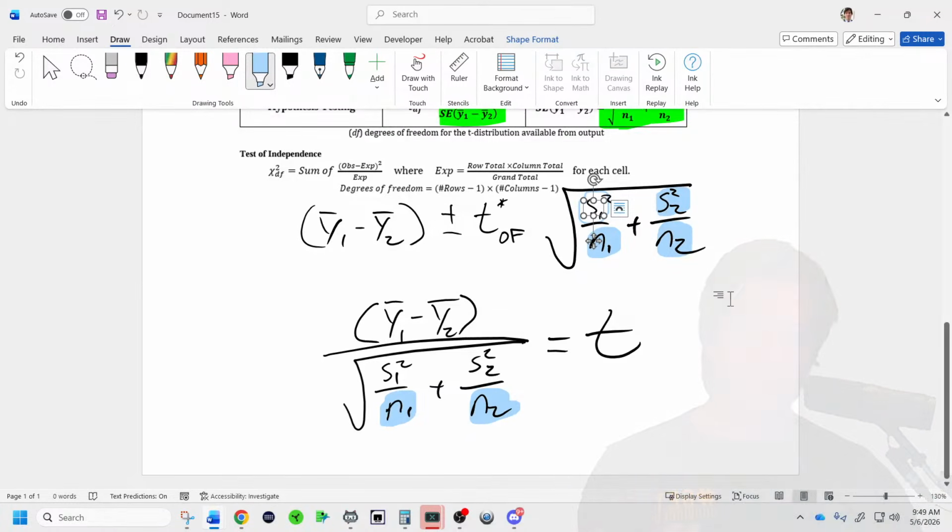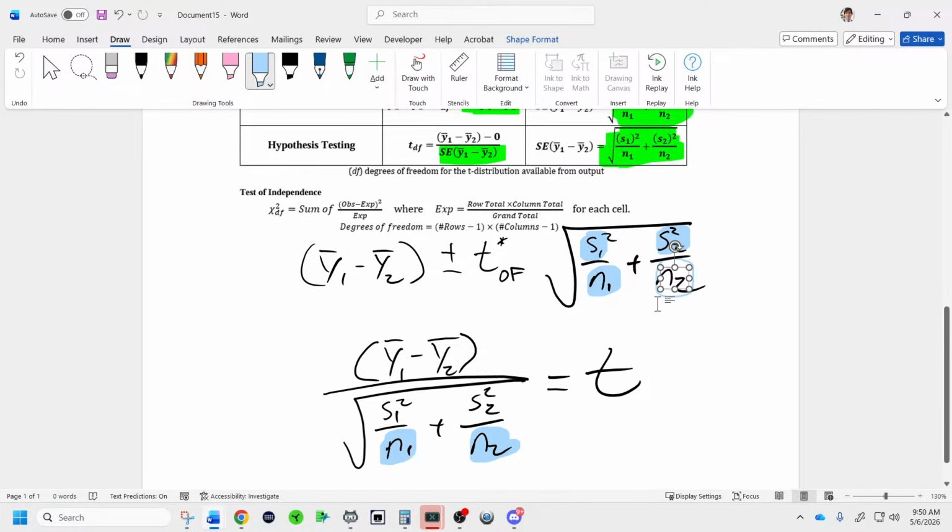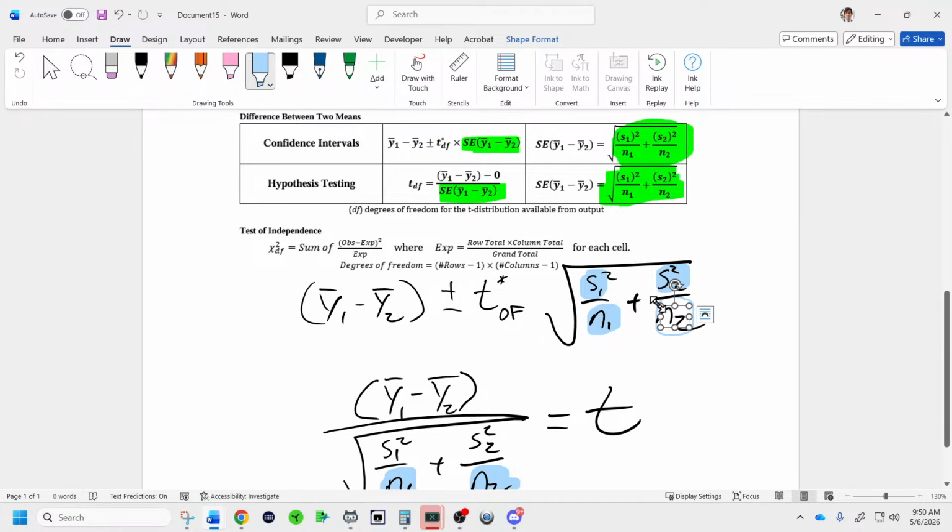So S1 would be the standard deviation of group 1. S2 would be the standard deviation of group 2. N1 would be the sample size of group 1. N2 would be the sample size of group 2. Any questions about the two-sample t before we go on to the next one?